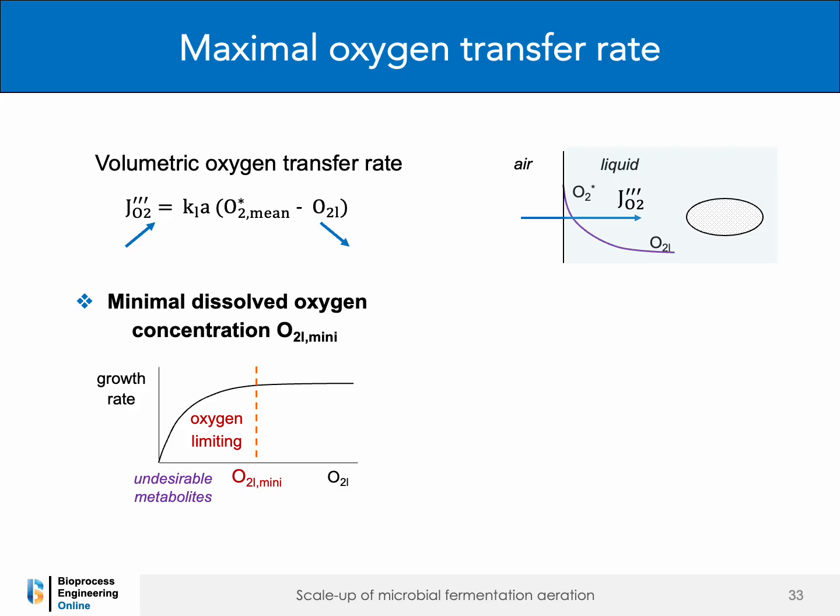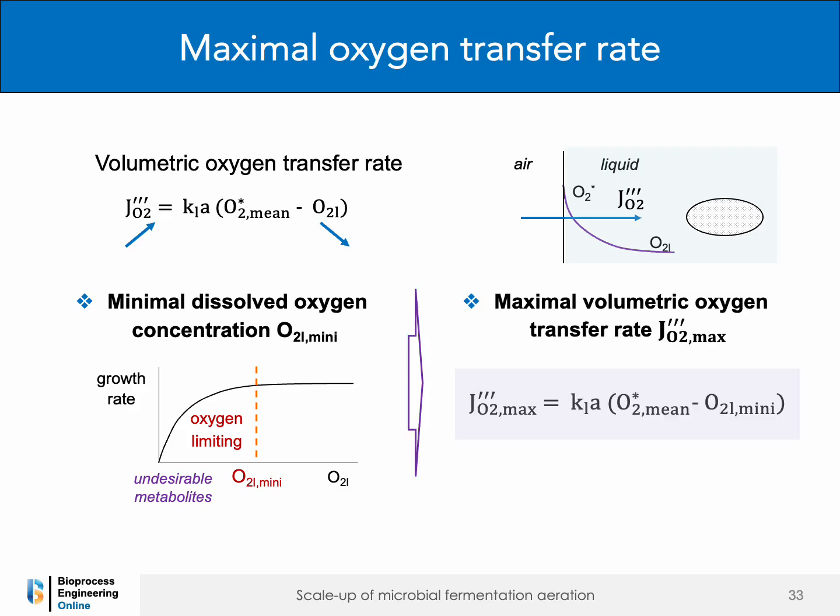In practice, however, the dissolved oxygen concentration cannot be reduced indefinitely as cells experience oxygen limitation below a critical threshold, O2L mini. Below this minimum dissolved oxygen concentration, cell growth rate decreases and undesired byproduct formation may be induced. Therefore, the maximum oxygen transfer rate that can be utilized without inducing oxygen limitation is given by JO2/3 max equals KLA (O2 star mean minus O2L mini).